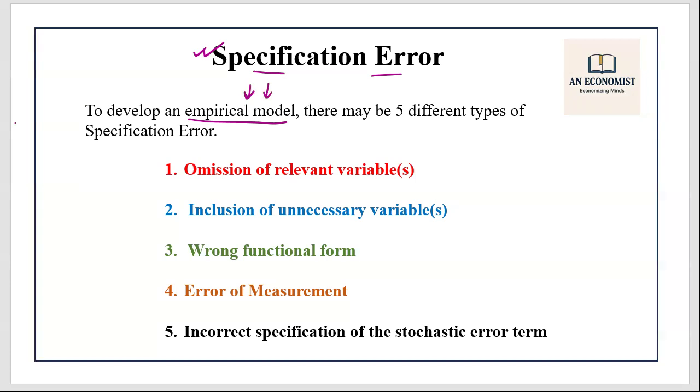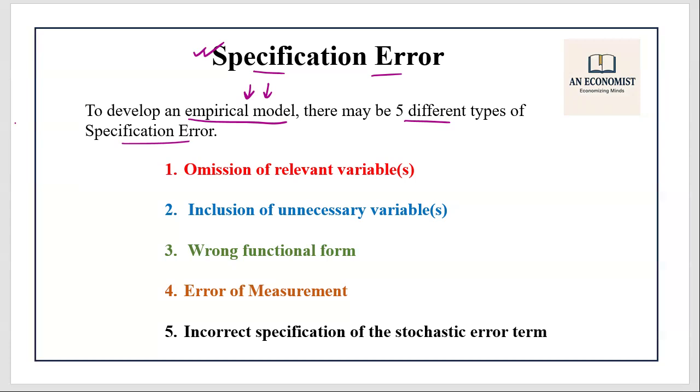Without forming a suitable model, or without selecting, this we call model selection, without selecting an appropriate model, you cannot carry on your empirical research or any sort of research, so as to say. To develop an empirical model, there may be 5 different types of specification error. Now, since we are human beings, we make mistakes. Whether it is due to our carelessness, or lack of data, or any reason, you may deviate from your true model.